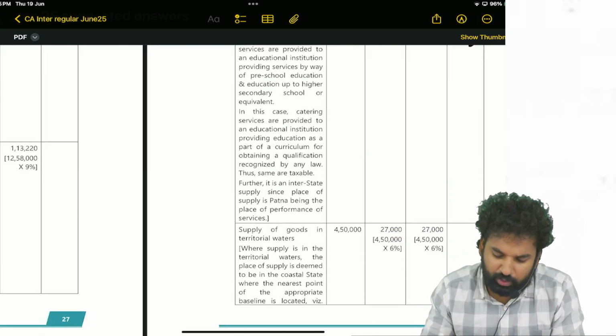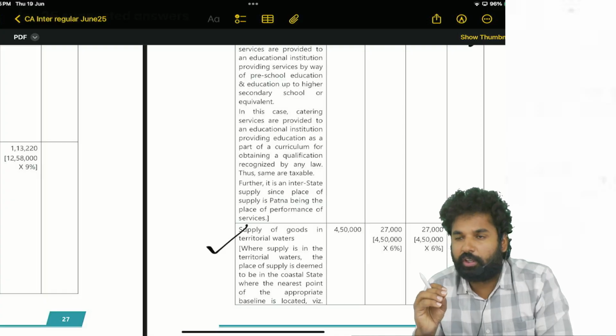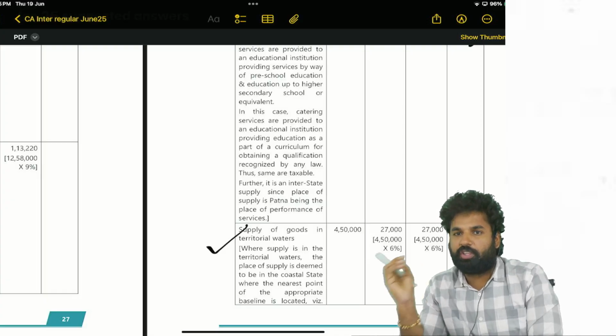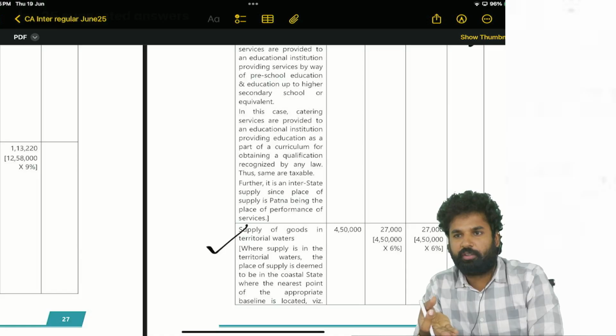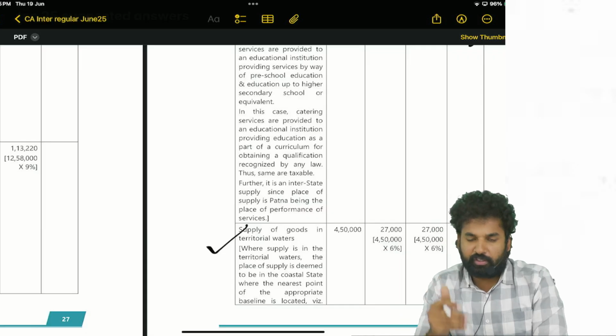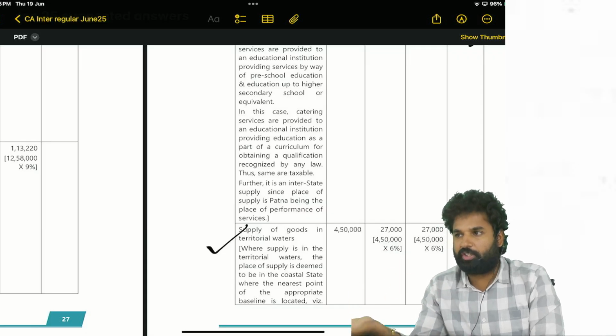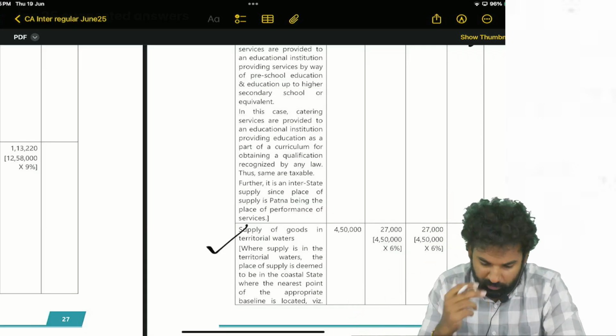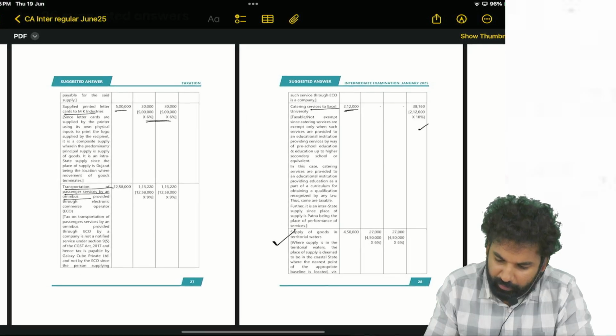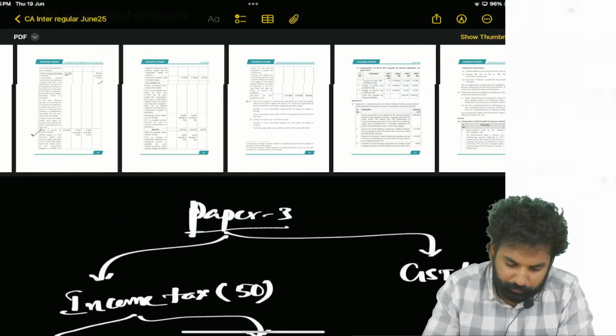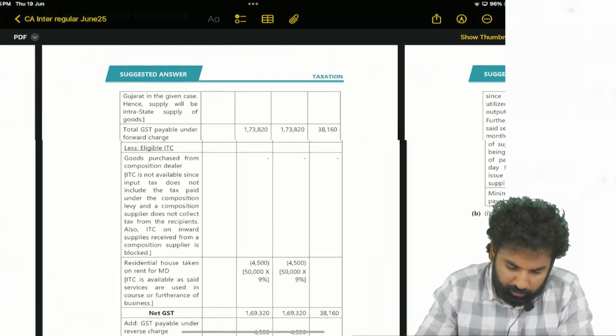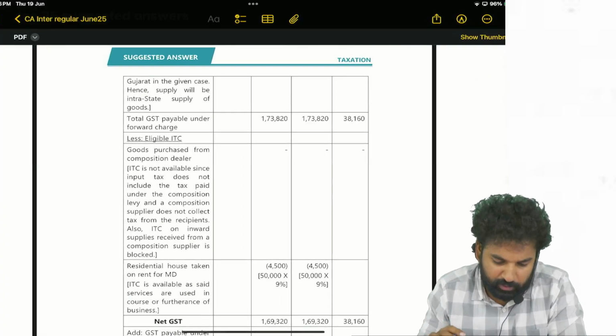Next, supply of goods in territorial waters. Territorial waters, it is supplied means nearest coastal state. What is the nearest coastal state? Gujarat. It is given 5 nautical miles. Maharashtra means 7. So that's why it is again CGST, SGST, since the supplier is of Gujarat. Okay, that has to be taken. Next you see. Next, Gujarat in the given case, right?